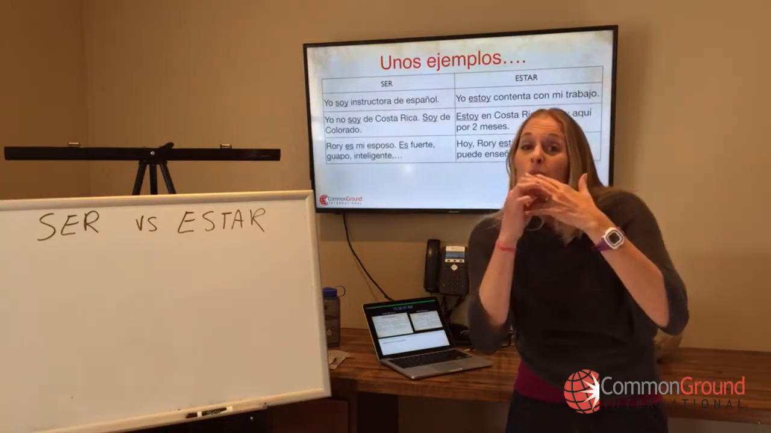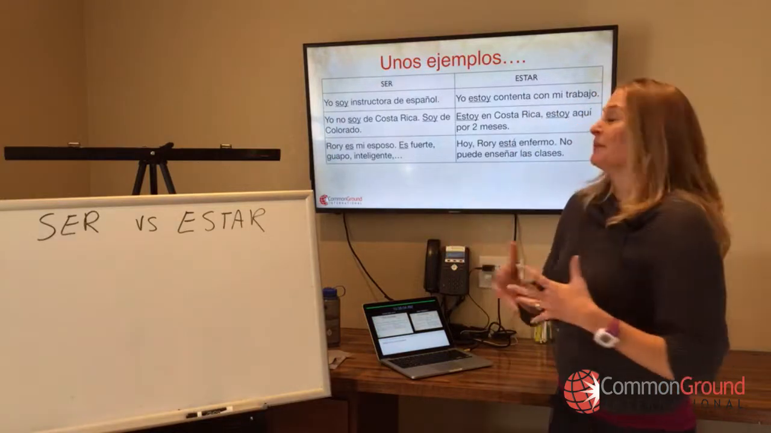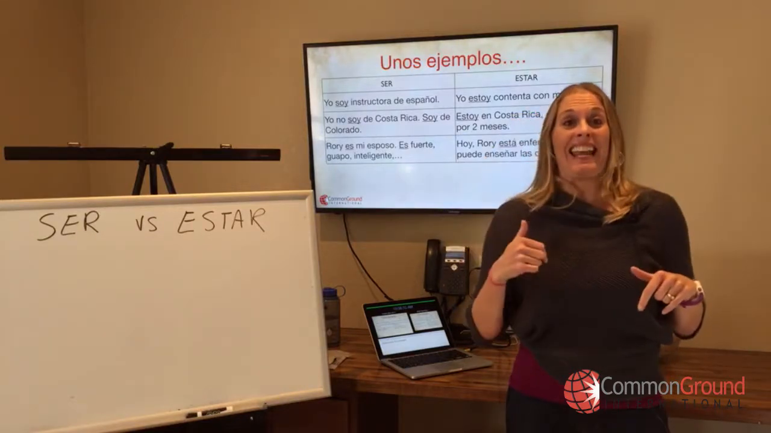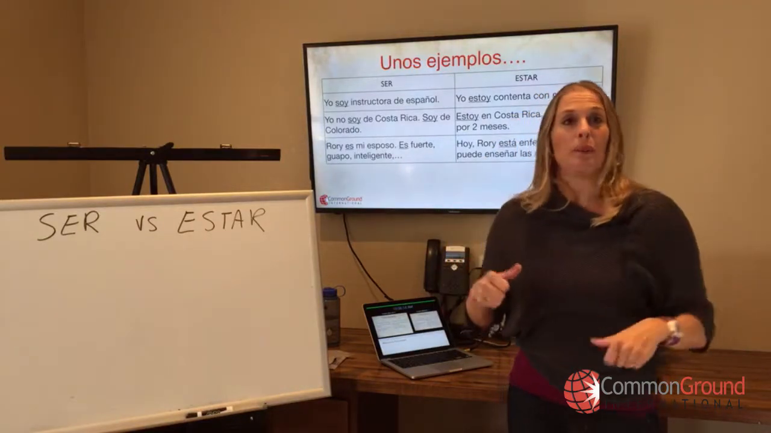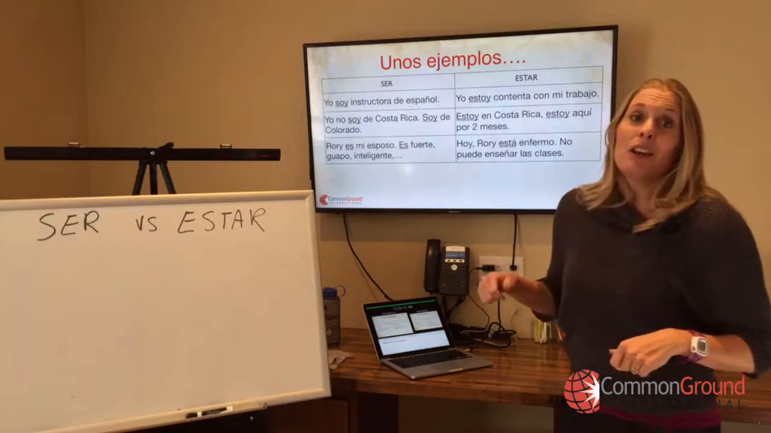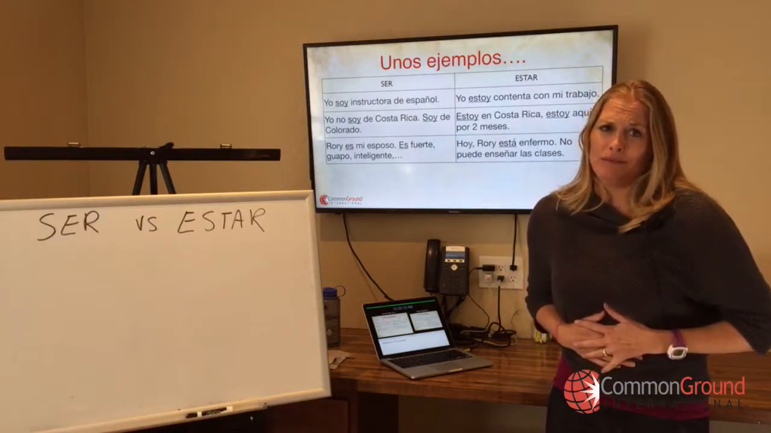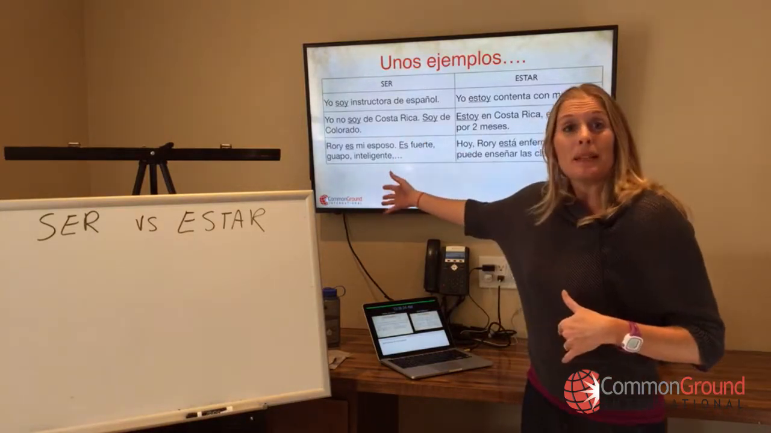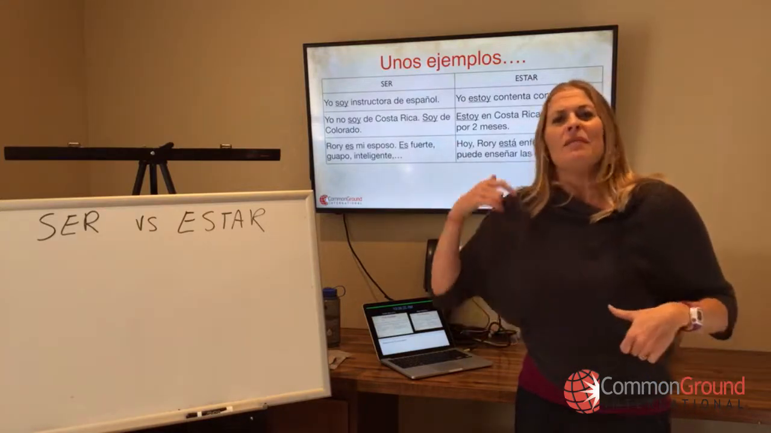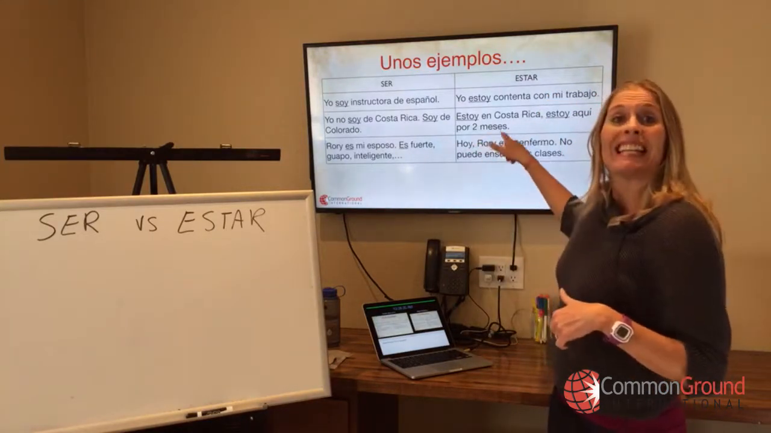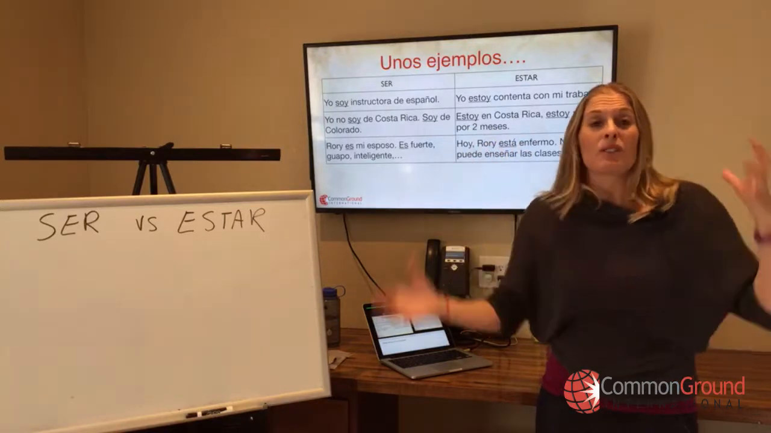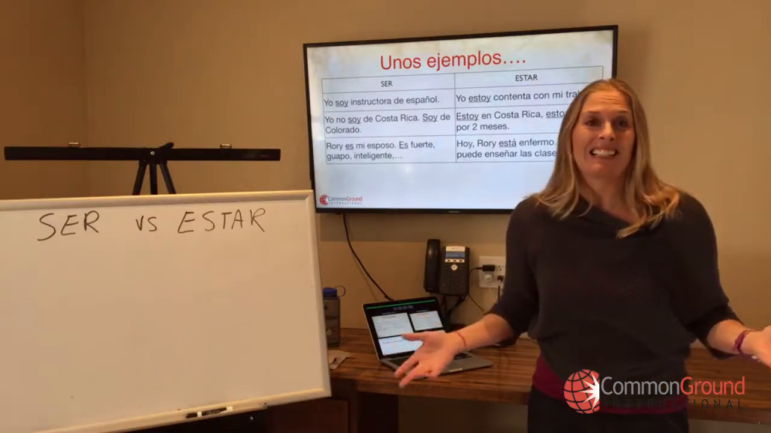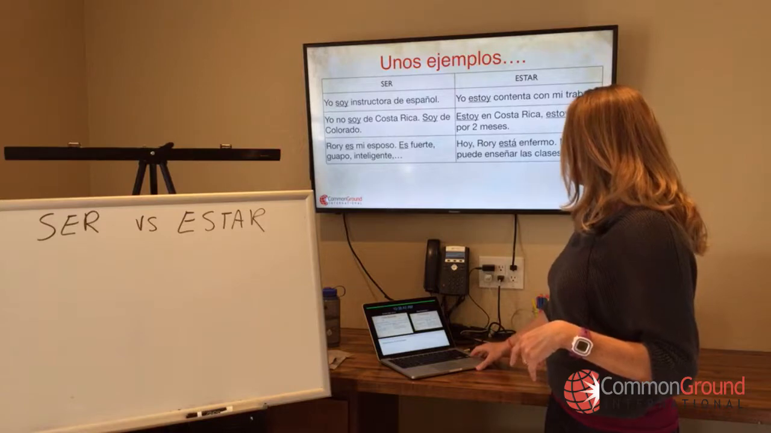Rory, mi esposo, Rory es mi esposo, okay? Es fuerte, guapo y súper inteligente. Rory es mi esposo, es fuerte, guapo, inteligente, okay? Hoy, Rory está enfermo. Tiene dolor de estómago, está enfermo. So, Rory is my husband. He's strong, handsome, super inteligente. But today, Rory is sick. So, they both mean is, pero dos contextos diferentes, okay? Rory no puede enseñar las clases hoy.